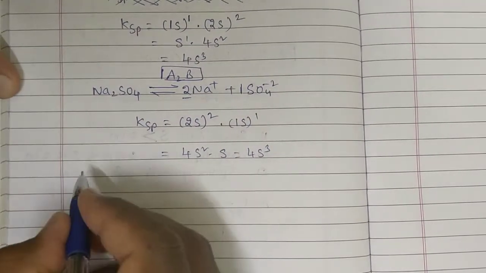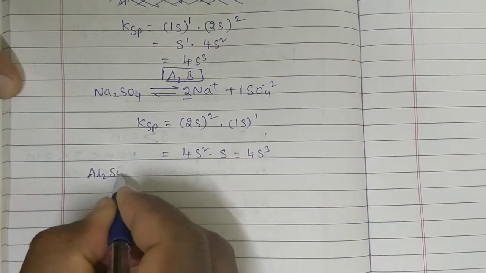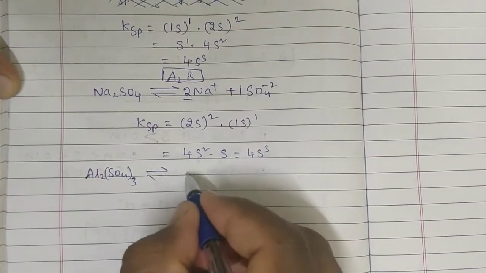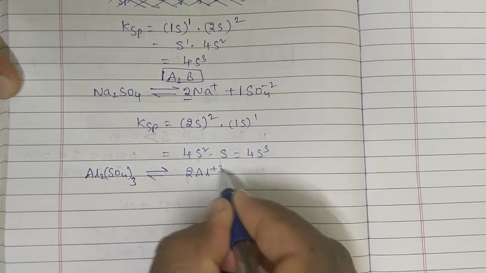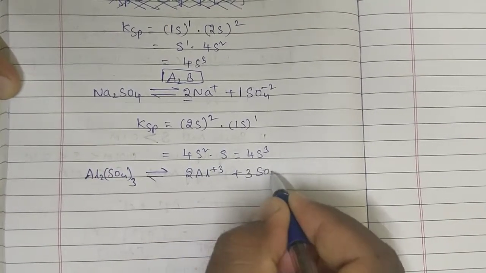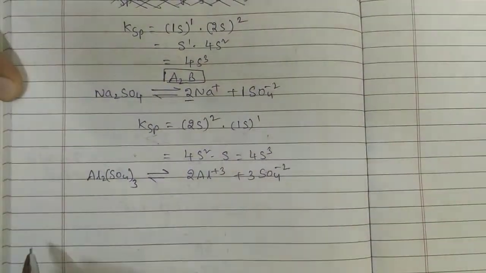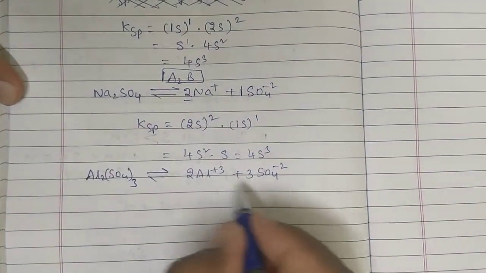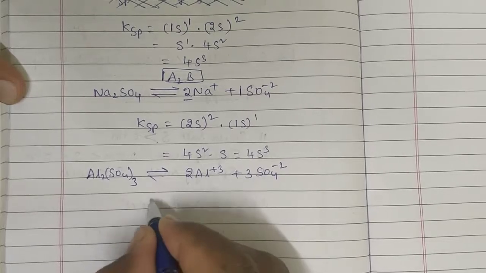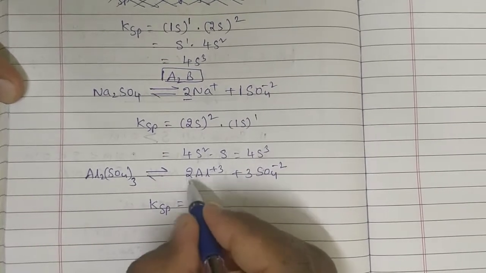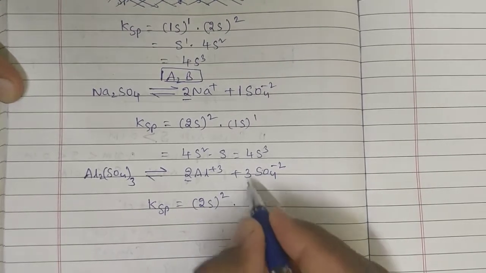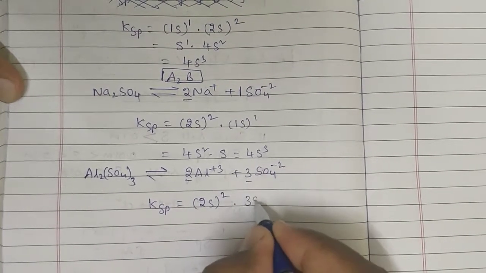Is it okay? Next, Al2(SO4)3 is in equilibrium with 2Al^3+ plus 3SO4^2-. For this, apply Ksp is equal to, what is the coefficient here? 2. So (2s)^2, into, what is the coefficient here? 3. (3s)^3.